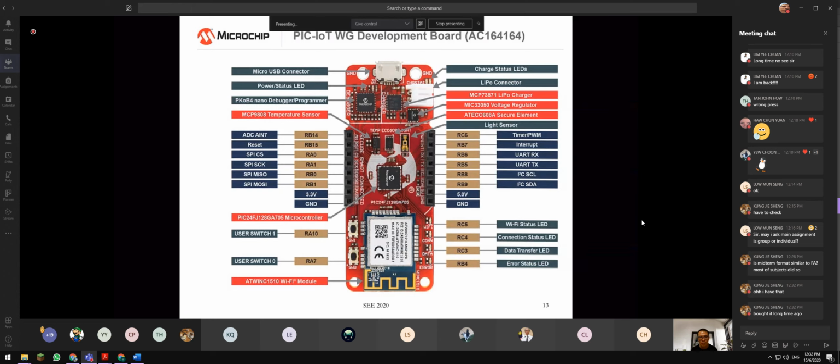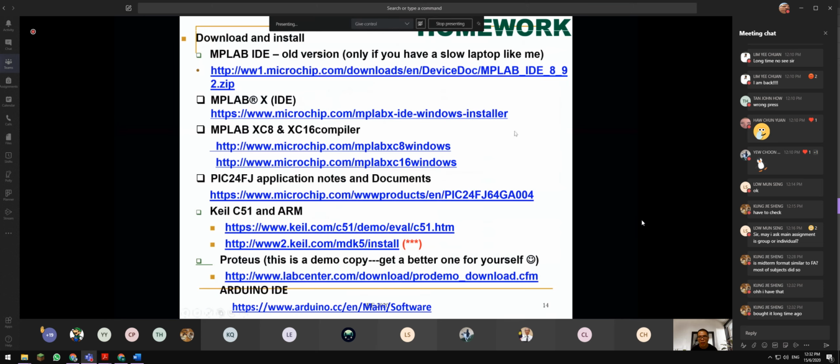Here are some of the software you need to download. Of course, for your information, personally I don't like MPLAB because MPLAB is very slow. It takes a lot of my computer resources because it's Java based.